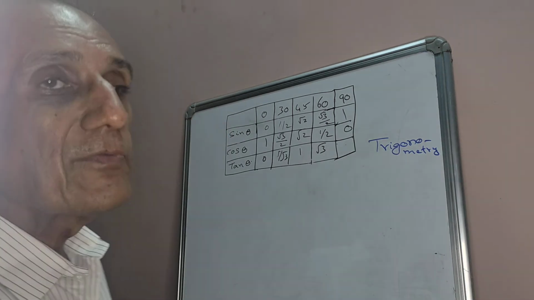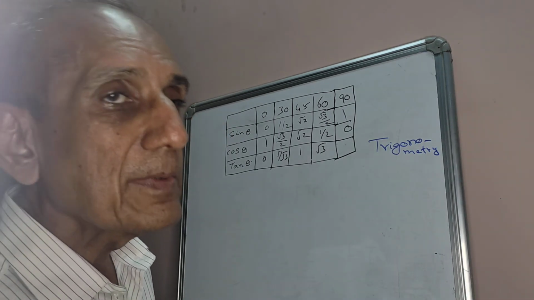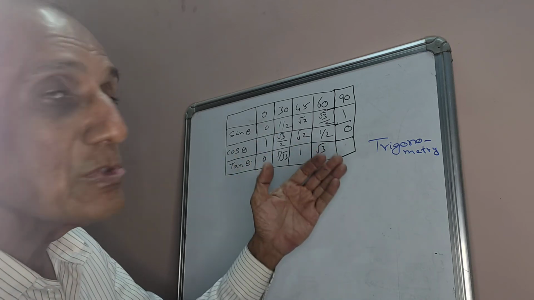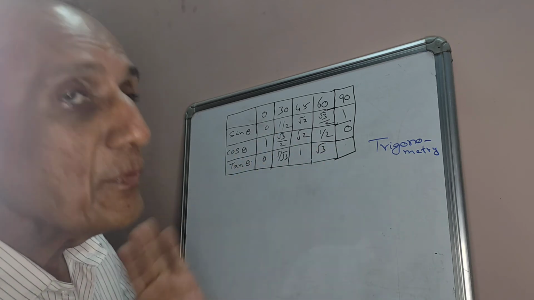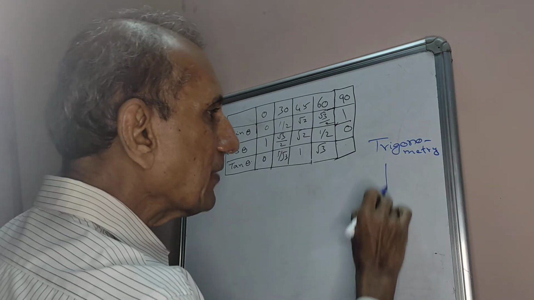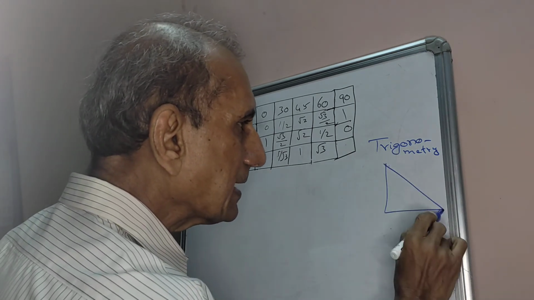Okay, so how did we define trigonometry? We said trigonometry is that branch of mathematics which deals with the sides and ratios of the sides and angles of a triangle. Okay, and what are the 6 ratios we said? We took a right angle triangle. We always take a right angle triangle.